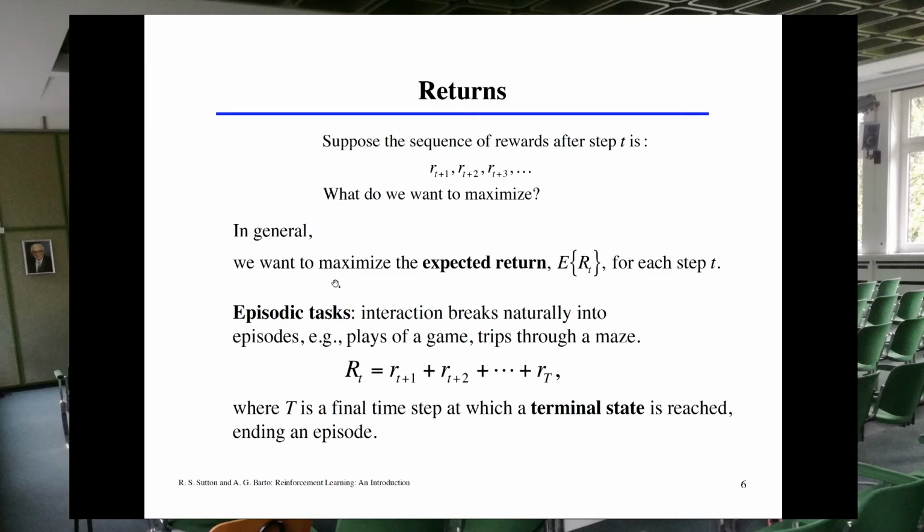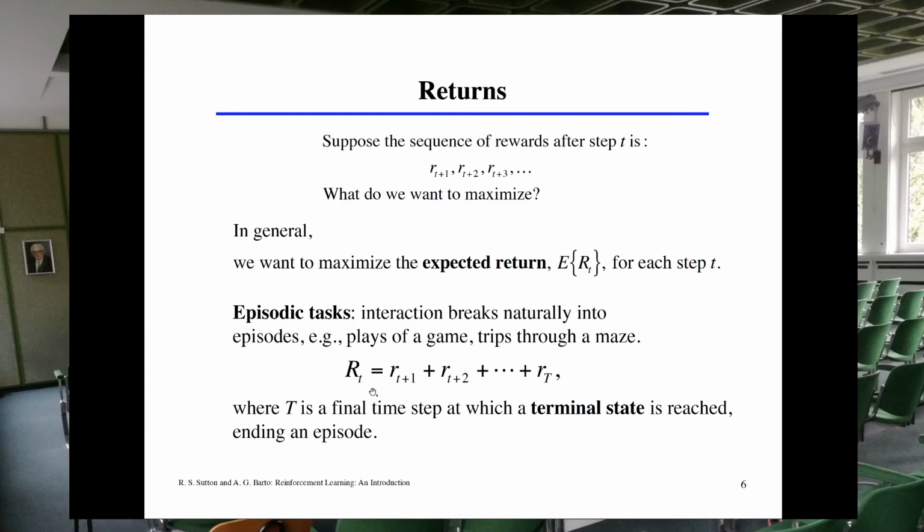In reinforcement learning, we will consider episodic tasks and continuous tasks. In the case of an episodic task, we are talking about problems in which the interaction of the agent with the environment breaks naturally into episodes, like, for example, plays of a game, like imagine playing chess, or for example trips through a maze.